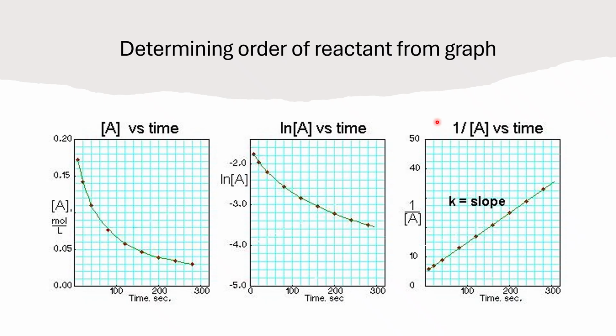Now, if your experiment has gone well, one of these plots will turn out to be linear. And the one that's linear, in the form y equals mx plus b, is going to tell you the order of your reactant. Curved lines tell you, it's not zero order. No, it's not ln of A, first order. Linear means, in this instance, second order. Let's look at all the possibilities in the next slide.